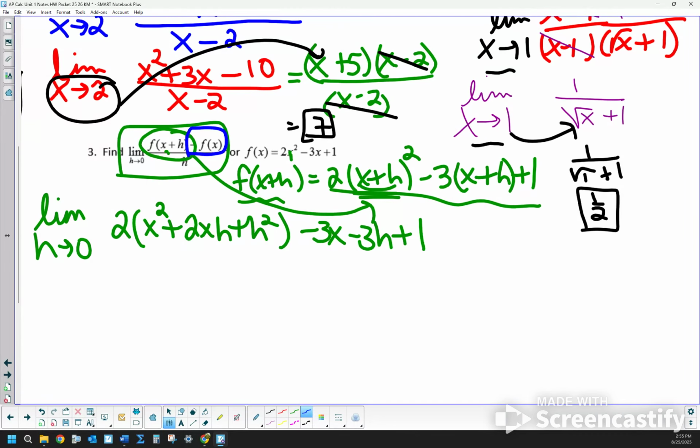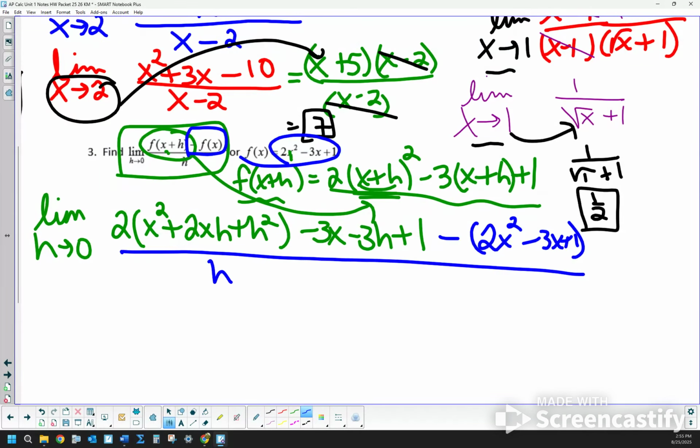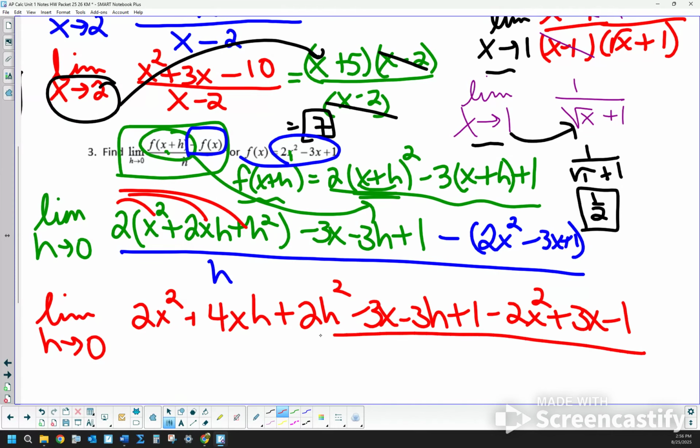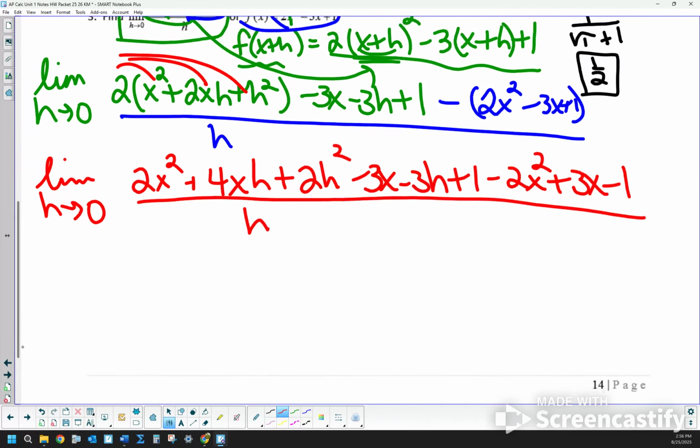Now I'm going to write minus, and then this is my f of x. So I'm going to replace it with the function 2x squared minus 3x plus 1 all over h. Okay, and then we'll go ahead and distribute and clean up this mess a little bit algebraically. So we'll distribute the 2, plus 2h squared minus 3x minus 3h plus 1 minus 2x squared plus 3x minus 1 all over h.